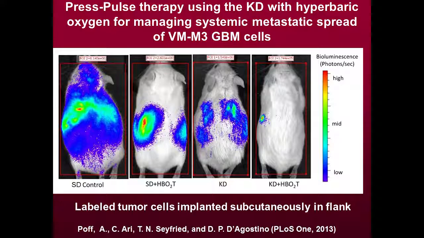Labeled tumor cells implanted subcutaneously, and they were using hyperbaric oxygen as the pulse and the diet as the press. And the oxygen had a little effect. The diet, of course, has a little bit more effect, but you're not resolving. But when you put the two together, you get synergy. Press, pulse.